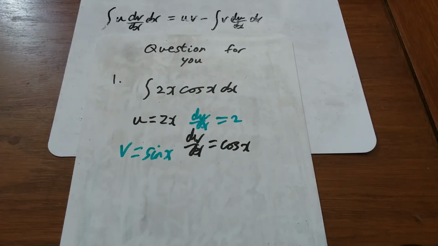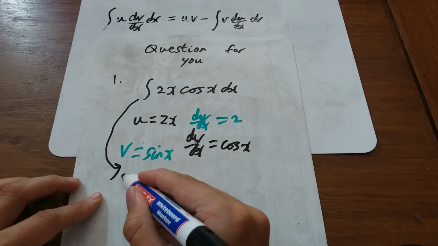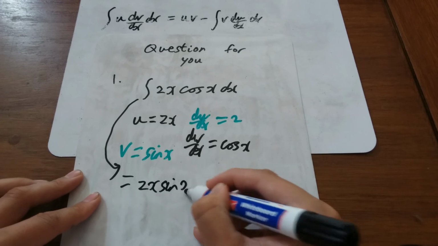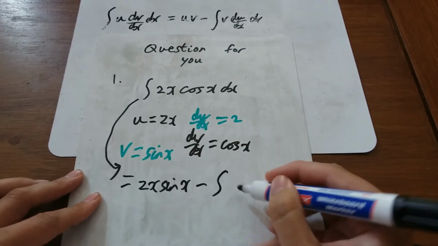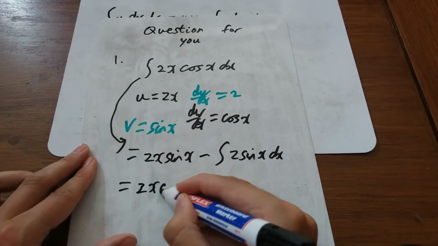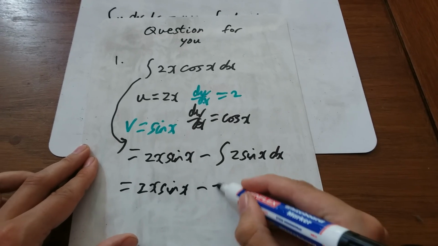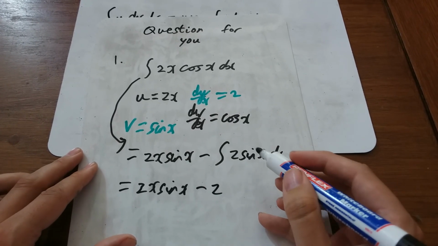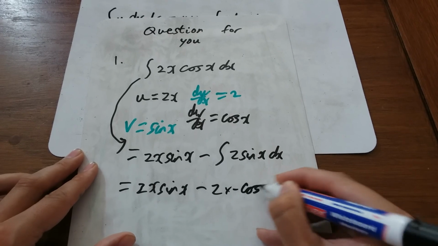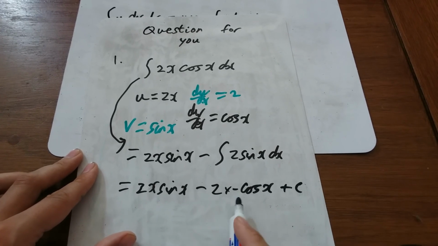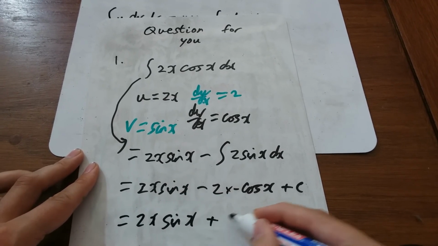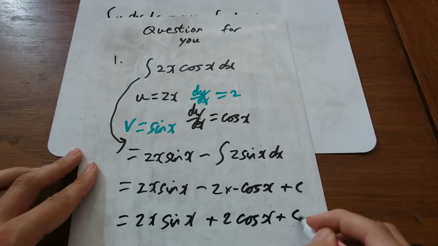It's positive. Right. Using the formula, this is equal to u times v, which is 2x sine x, minus the integral of that times that, 2 sine x dx, which is 2x sine x minus, we've still got the 2, that didn't affect it, sine integrates to minus cos of x plus c, and just neatening up, we've got 2 negatives, so that's the same as having a positive. Plus 2 cos of x plus c.